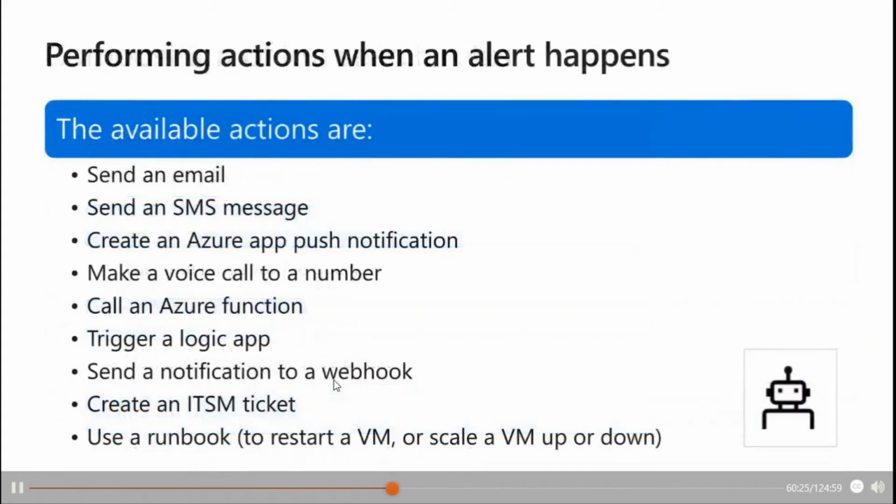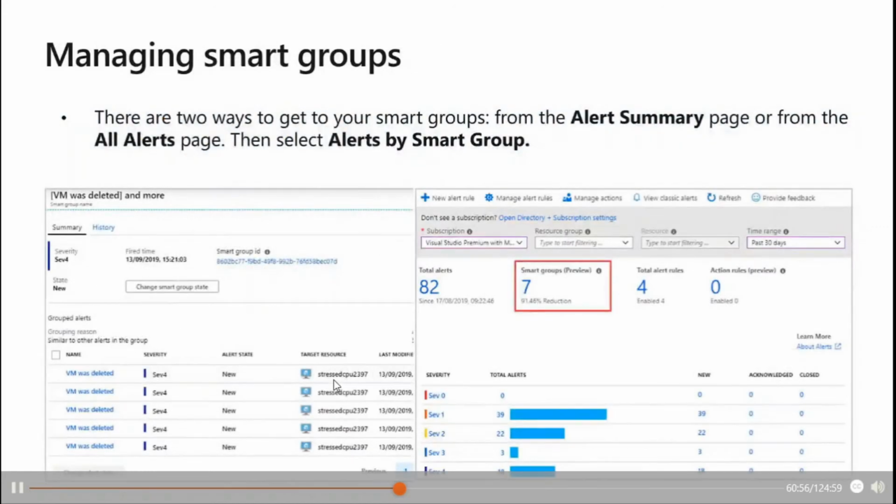Then, again, I can perform actions when that alert happens using action groups. I can create an action group, and that action group can have a bunch of actions, like sending an email, a text message, a notification for the Azure app, making a phone call, an Azure function or a logic app, sending a notification to a webhook, creating an ITSM ticket like in ServiceNow, for example, and other ITSM tools, etc.